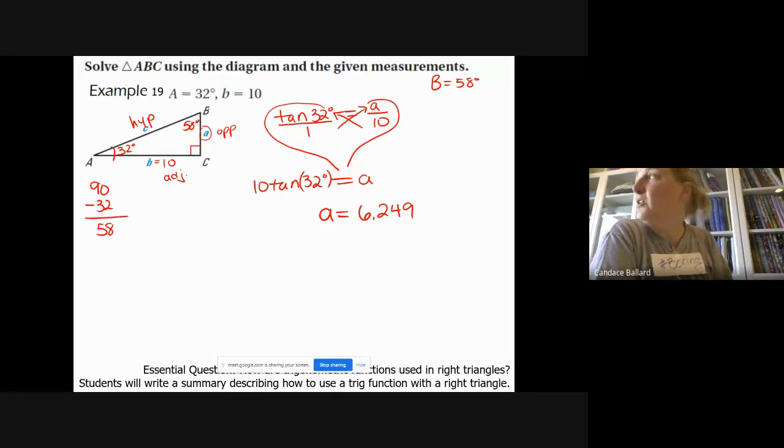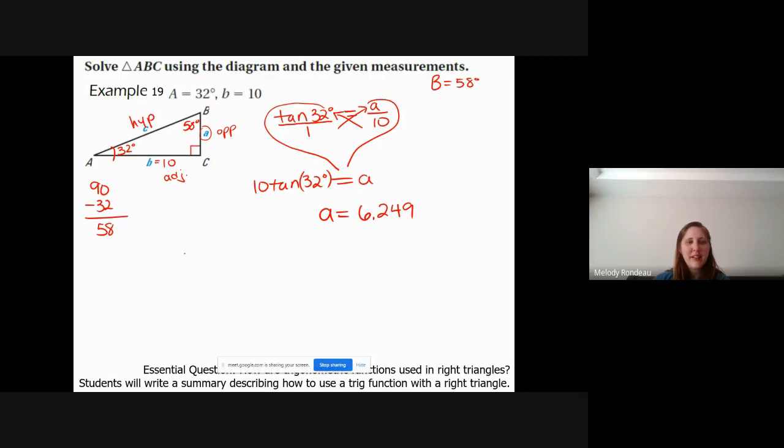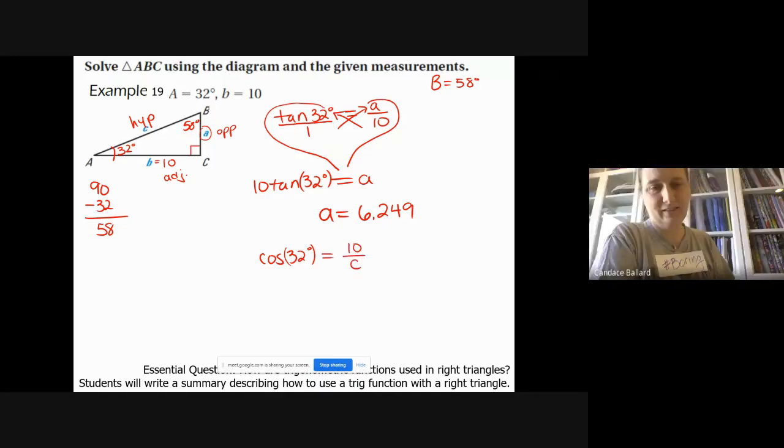Oh, they're so smart. I'm seeing a lot of cosines. I like it. All right, so cosine. Let's do cosine. Cosine of 32 degrees, and I'll even add those parentheses to help us out. Equals my adjacent over hypotenuse.